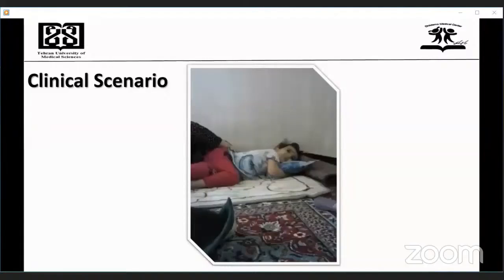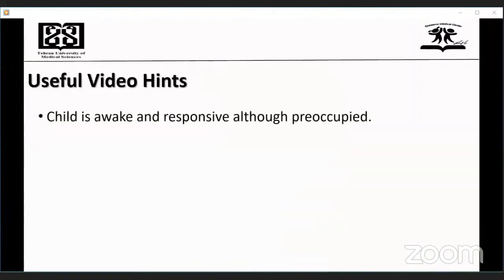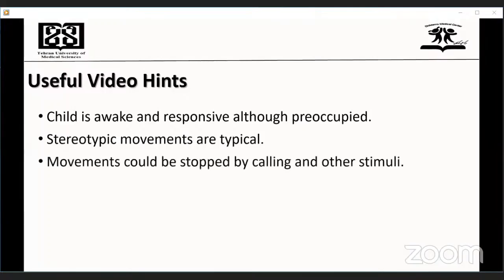by calling the child or stimulating her physically by the parents. The useful video hints: the child is awake and responsive, although she is preoccupied. The stereotypic movements are typical, such as rocking movements and also the movements of the thighs. Movements could be stopped by calling for another stimulus.